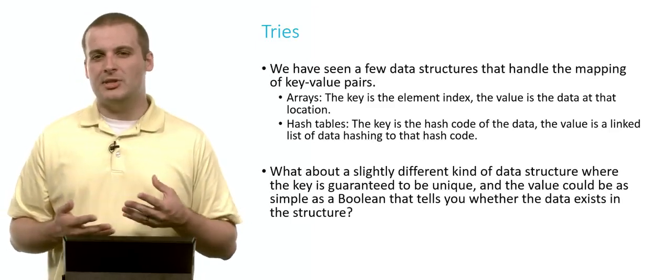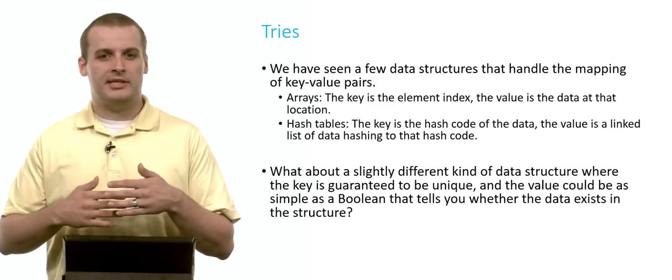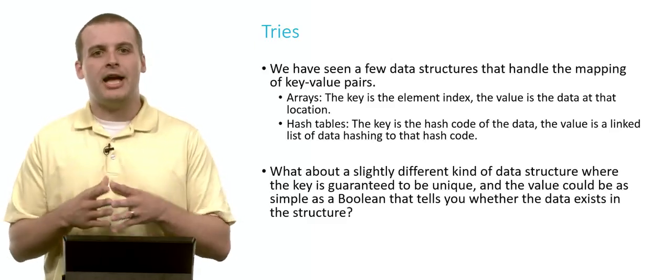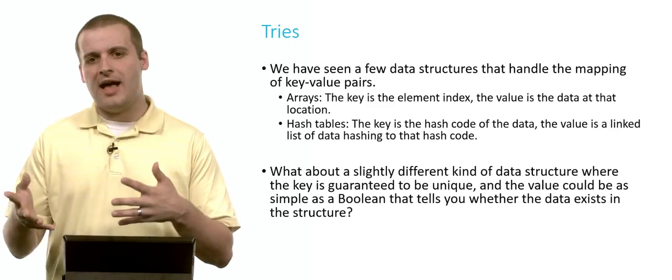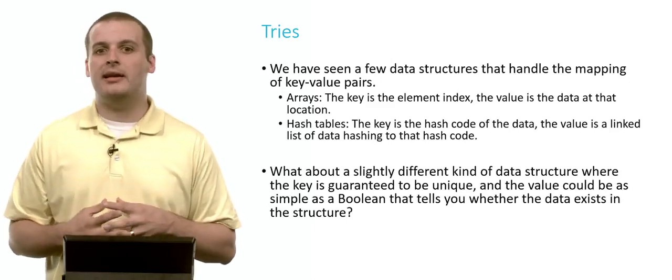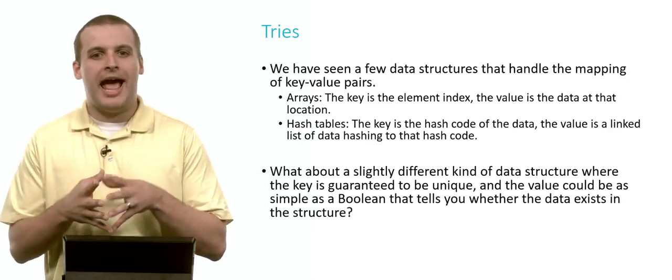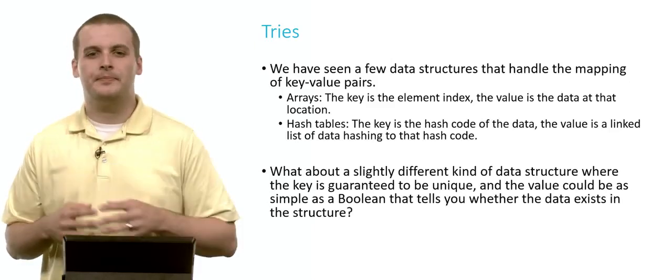With a hash table, it's sort of the same idea. We have a hash function that generates hash codes. So the key is the hash code of the data. And the value, particularly when we talked about chaining in the video on hash tables, is that linked list of data that hashes to that hash code, right?